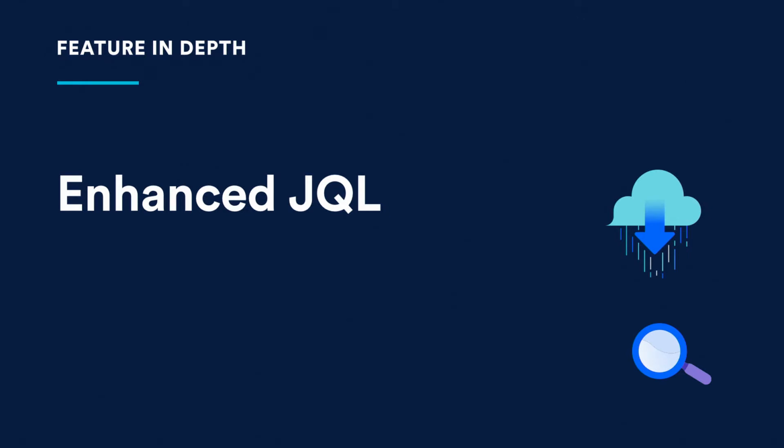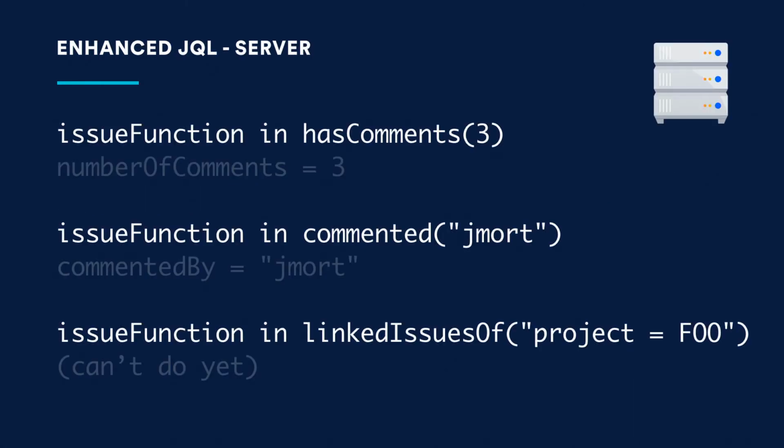All right, so let's have a bit of a deep dive into the JQL support. This was a feature we didn't launch with, and we found out pretty swiftly that customers really, really wanted it. So let's have a look at the feature in depth. The feature is the issue function. If you ever use ScriptRunner, you probably use issue function. There are three examples here. The first one will find all issues that have three comments. The second, all of the issues which are commented by me. And the third will find all the issues which have links in the project of foo.